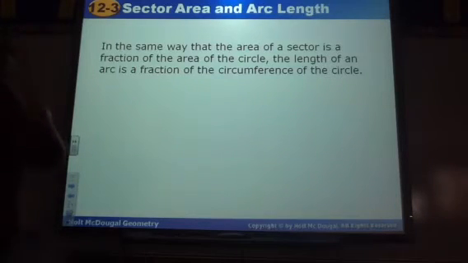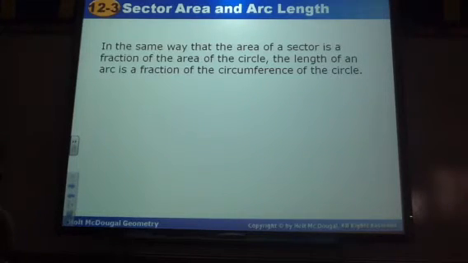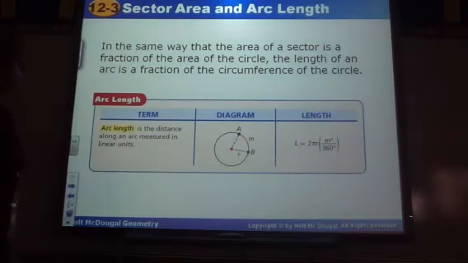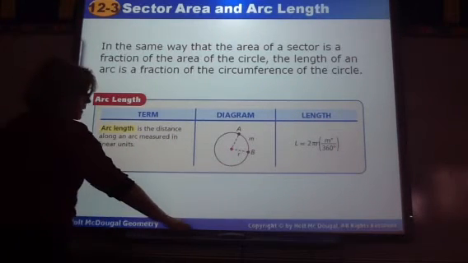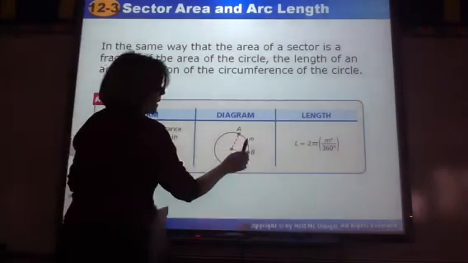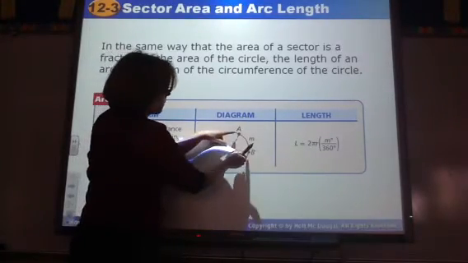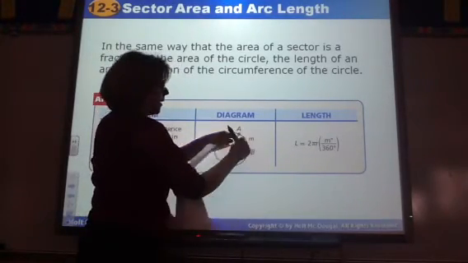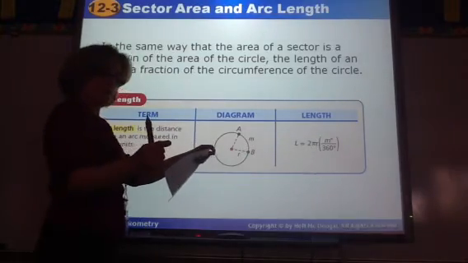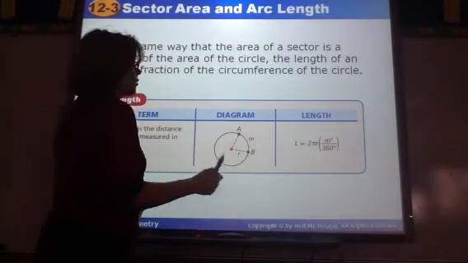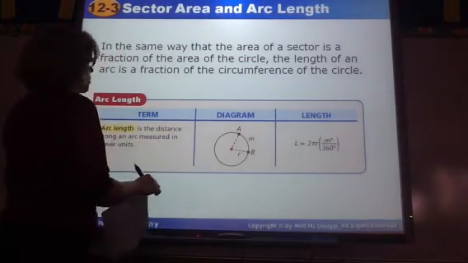Okay, in the same way that the area of a sector is a fraction of the area of the circle, the length of an arc is a fraction of the circumference of the circle. Okay? So arc length is like if we were to take a piece of string and put it right here and measure it, and then make it a straight edge and measure it with the ruler, okay? So it's length, it's not degrees.